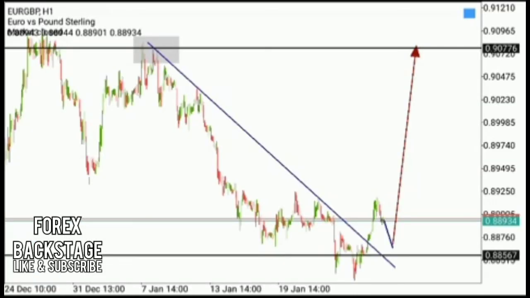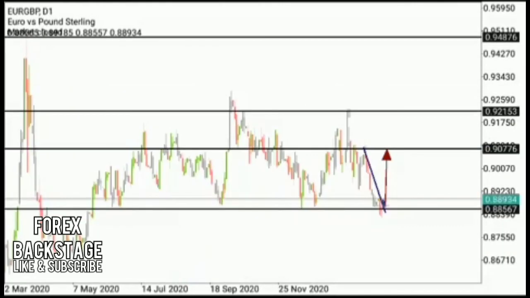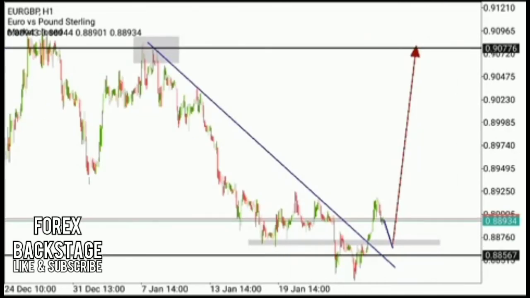You see, guys, it's pretty simple. On the zone, the market is rejecting this zone. This is a strong zone. This zone is very strong, because on daily time frame we have a lot of rejection on this zone. So every time the market is reaching the zone, the market is likely to react. Okay, guys, that's it for Euro GBP.